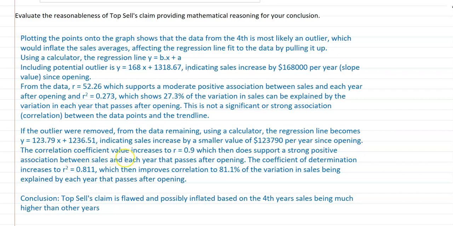You can see the correlation coefficient increased to 0.9, which does support a strong positive association between sales and the year that passes after opening. If you square that, you get a coefficient of determination of 0.81, which then improves the correlation, with 81.1% of the variation in sales being explained by each year that passes after opening. After all that, I would probably come to the conclusion that the top sales claim is flawed and possibly inflated based on the fourth year of sales being much higher than the other years.